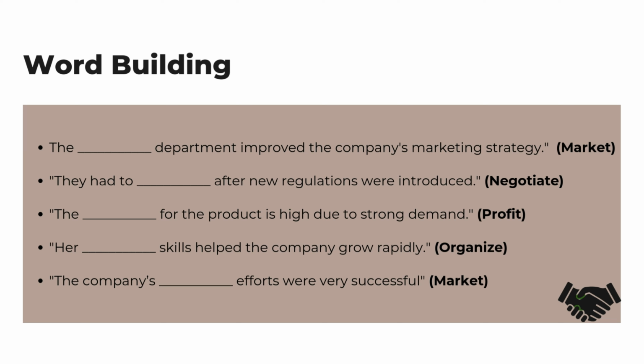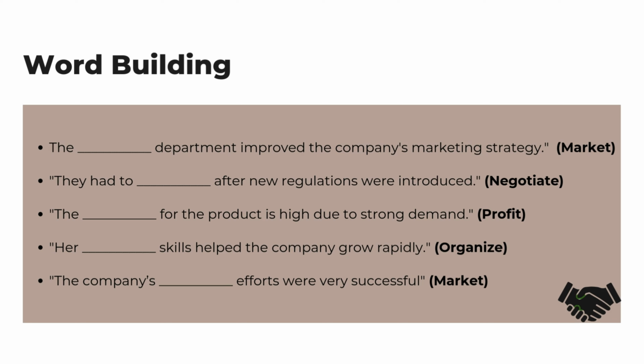They had to something the agreement after new regulations were introduced. So they had to negotiate again. What's the prefix we put for again? To renegotiate the agreement. Yes. Number 3. The something for the product is high due to strong demand. The profit, put a suffix at the end. What suffix would we put? The profitability. Good.